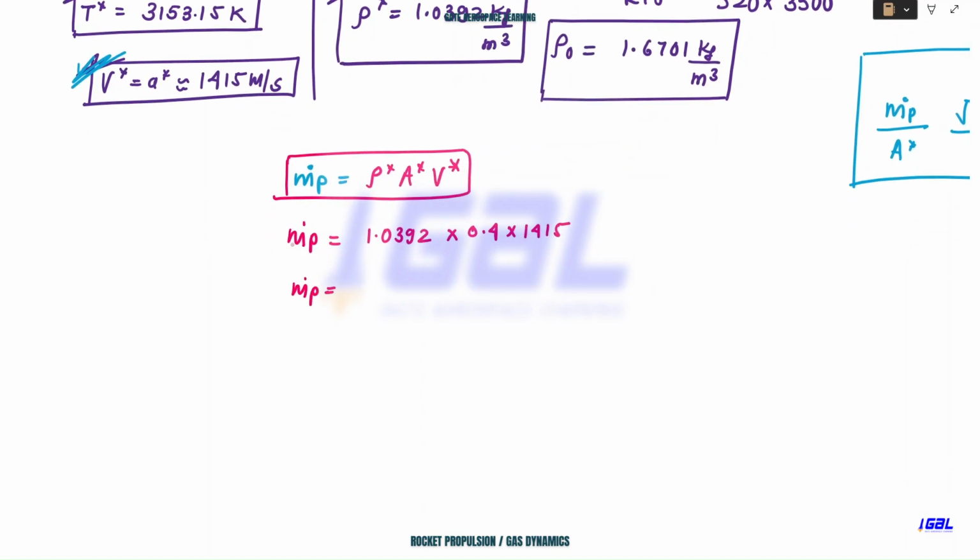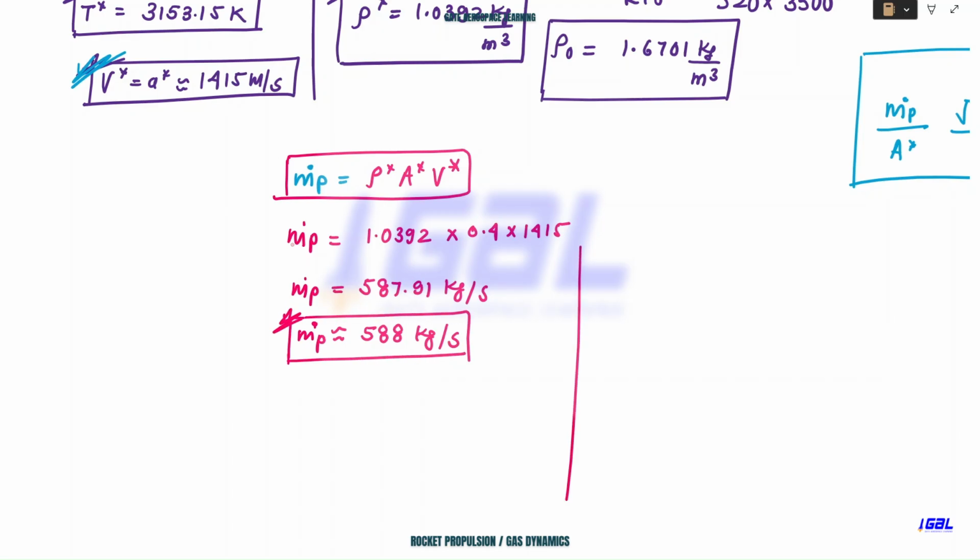M dot p, you will be getting this as 587.91 kg per second. So you can write this approximately as 588 kg per second. So I think now our hard work is over. We can simply calculate the thrust produced by this rocket engine at optimum condition, nozzle optimum condition.